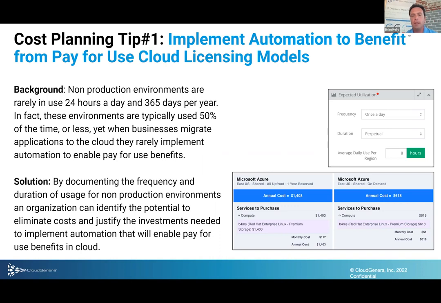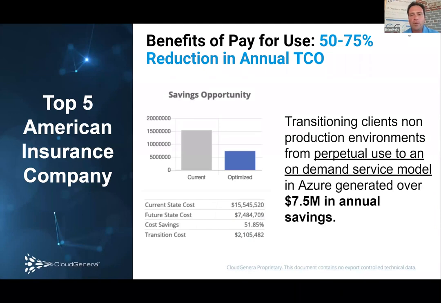Here on this slide, there's an illustration of a single virtual machine and the difference between letting that virtual machine run all year long in a reserved instance running in Microsoft Azure versus implementing automation so that that workload is instantiated and decommissioned when it's needed for use and when it's no longer needed for use. That could translate in this simple example to over 50% savings, total cost of ownership on an annualized basis. This is a very common use case that clients utilize the CloudGenera platform for.